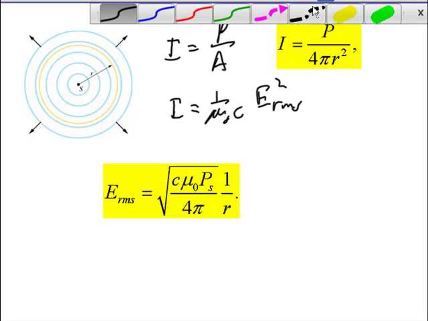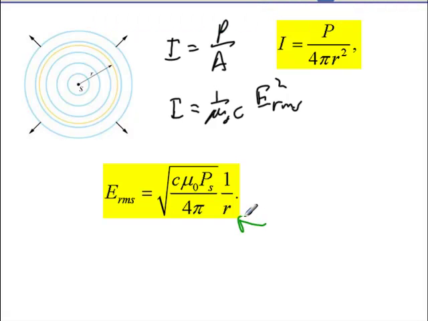Notice that this implies that the electric field from radiation falls off much slower than the electric field from a static point charge. The electric field from a static point charge would itself fall off like 1 over r squared, whereas the radiation field falls off much more slowly, like 1 over r. This is one of the reasons why we can still see radiation fields from stars that are millions of light years away.